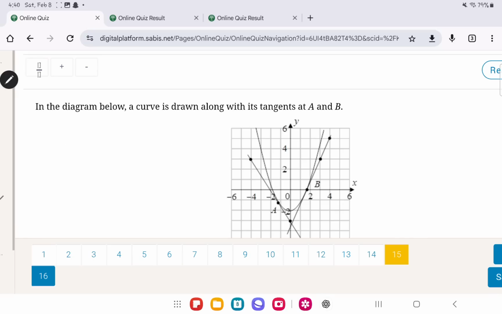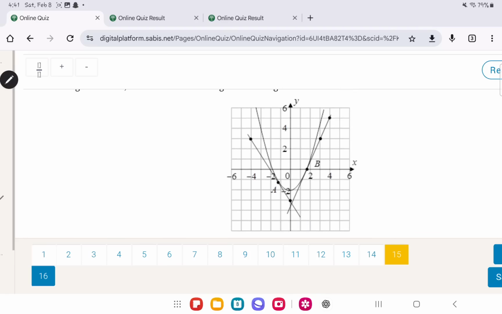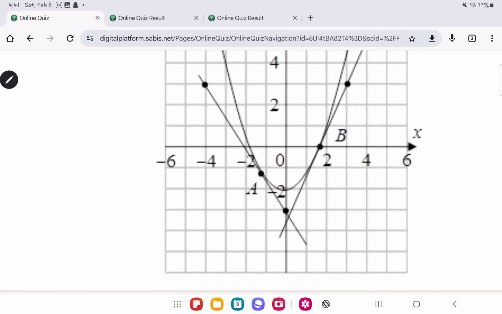We move on to question number 15. In the diagram below, a curve is drawn along with its tangents at A and B. What is the gradient of the curve at A? What a question this is. You're just going to take the curve at A, take any 2 points, and find the gradient. So let's take any 2 points.